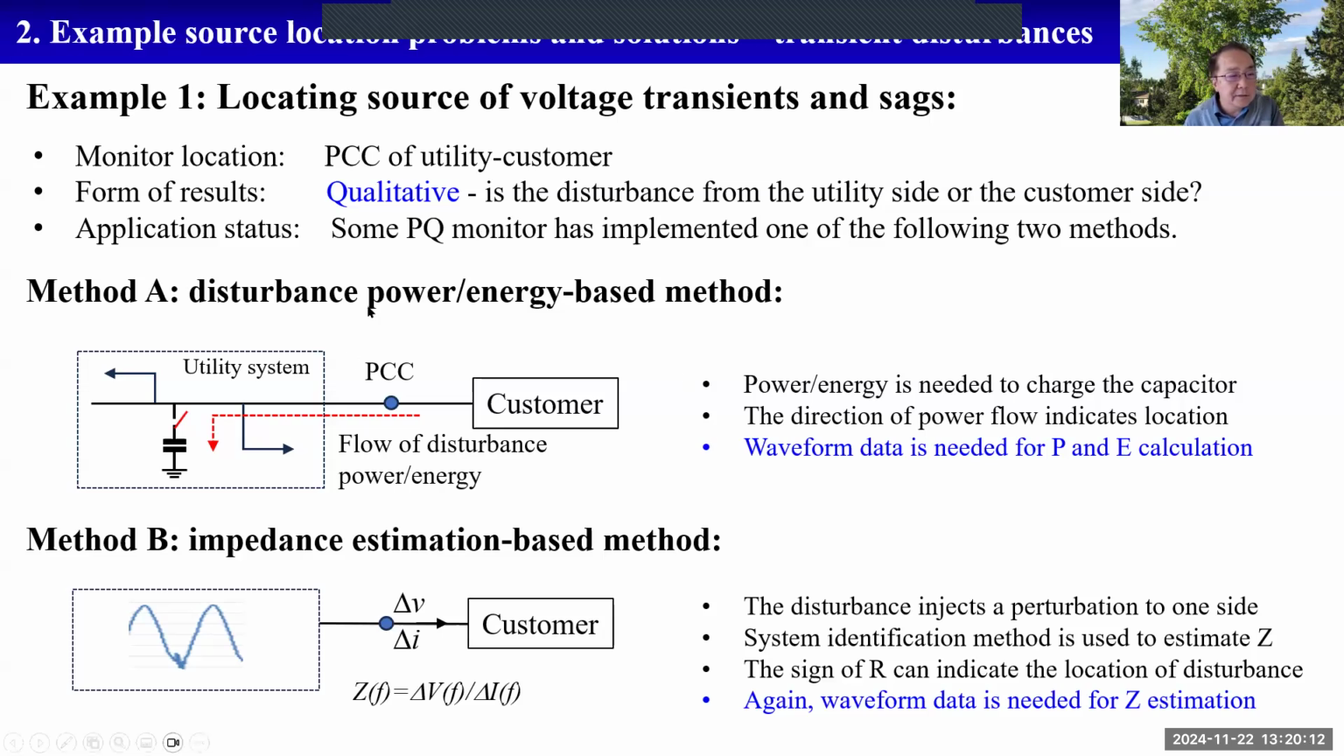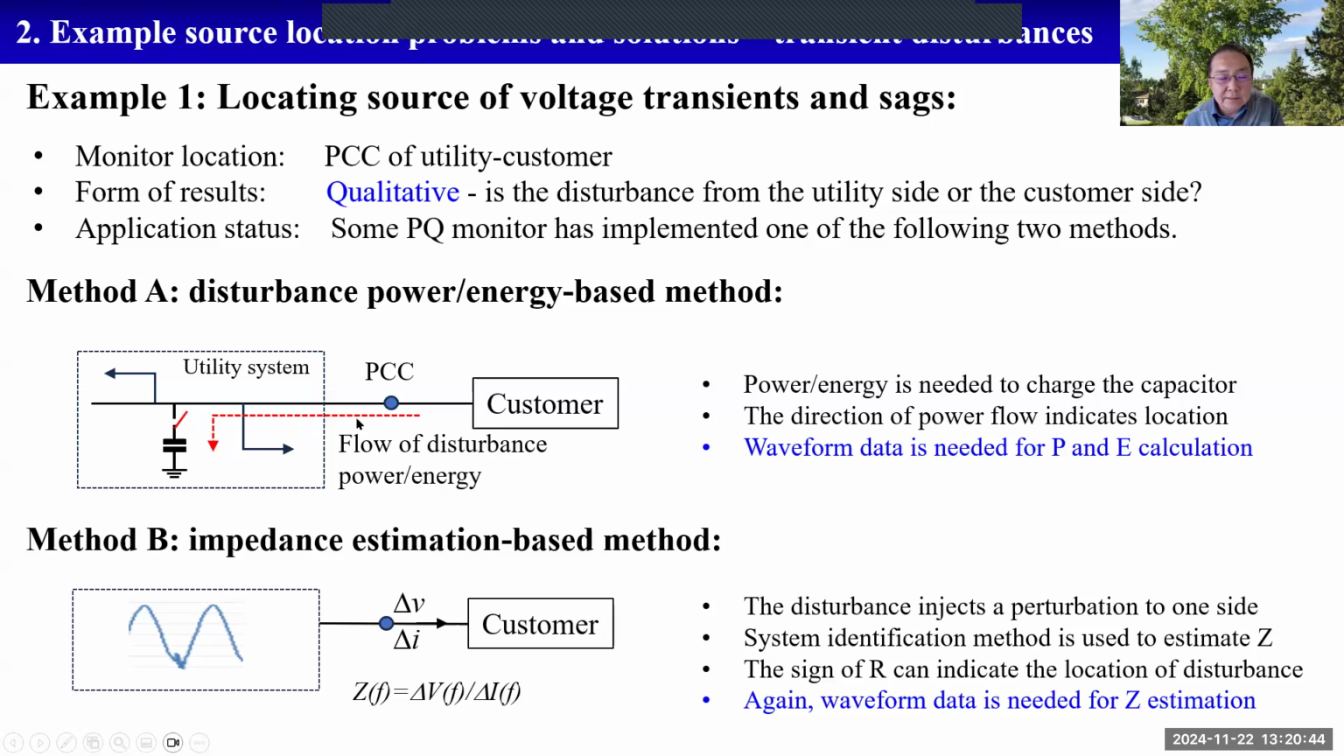The first method is the disturbance power and energy-based method. It's very intuitive. Imagine this is a customer facility, and this is the utility system. You have a capacitor switching event. You energize the capacitor, so of course energy is needed to charge the capacitor. Some energy could come from the customer side, some from the utility side. Anyway, at this PCC point, it's likely the energy will flow this way.